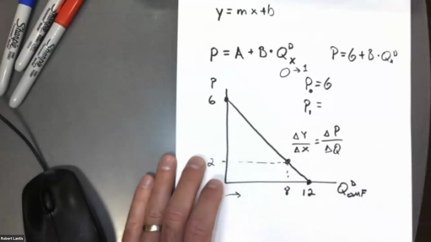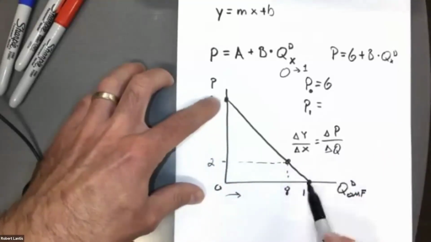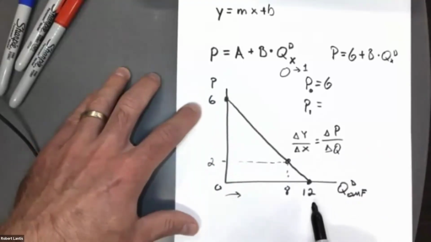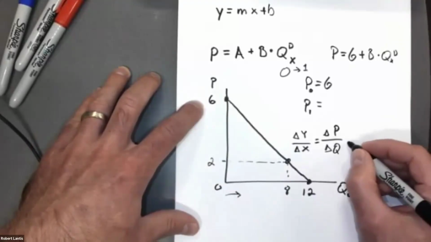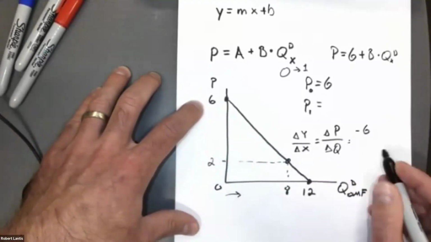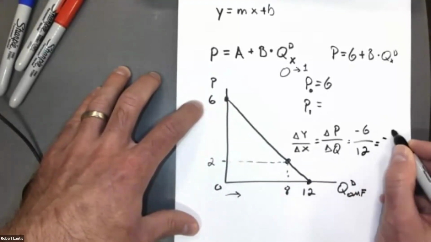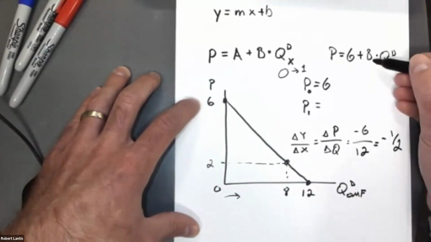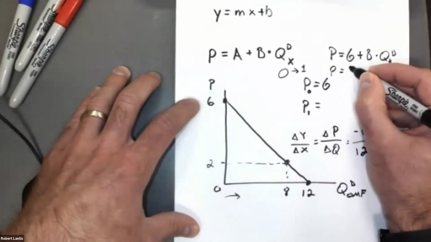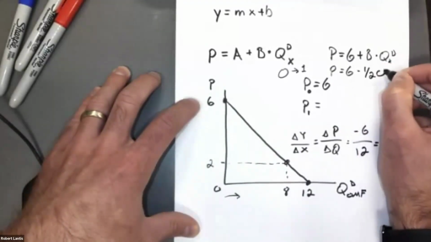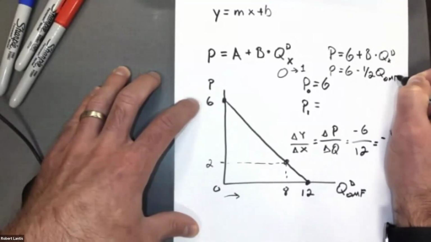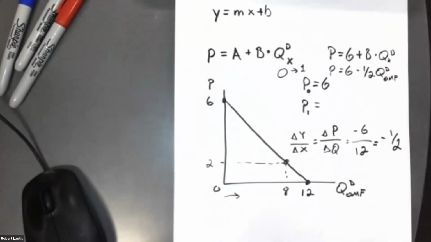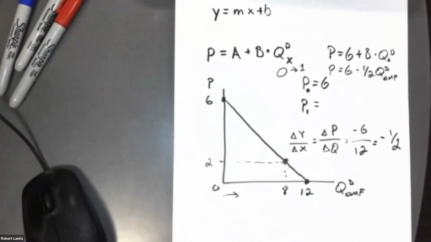Oh, so here I've got the change in price, kind of like our production possibilities curve. I can just use these two extreme points. Going from 6 to 0 is -6, and quantity went from 0 to 12. So here I've got a slope of -1/2. Now I know what that slope is, so my demand equation would be 6 minus 1/2 times the quantity of whatever good I'm looking at.